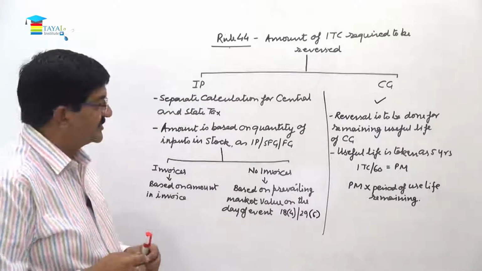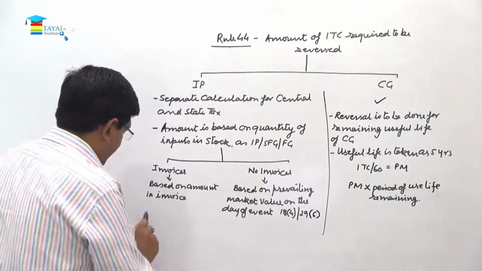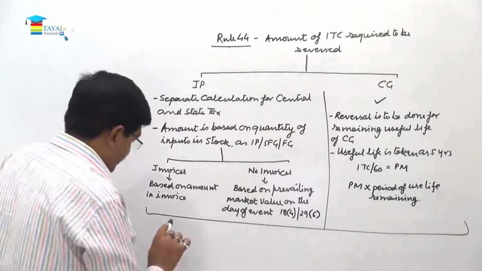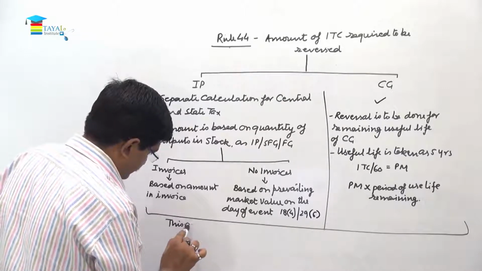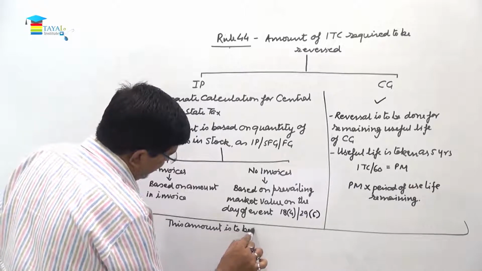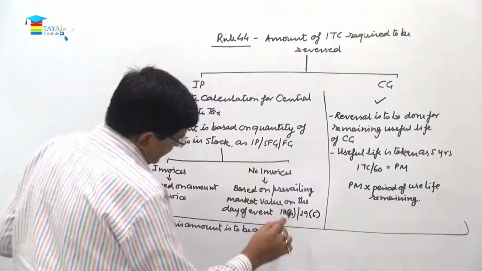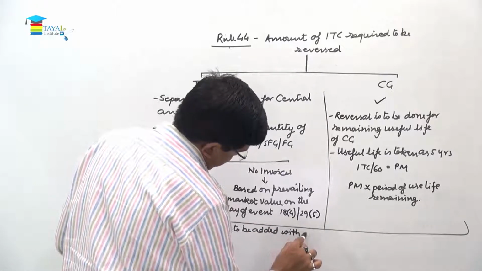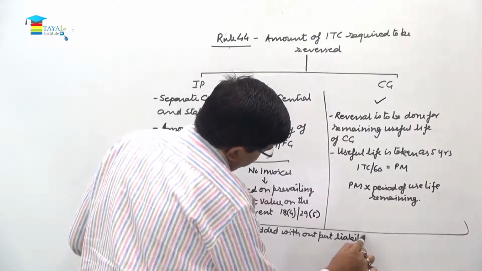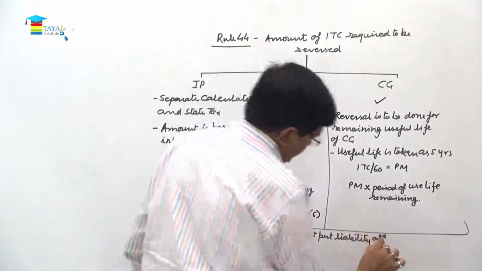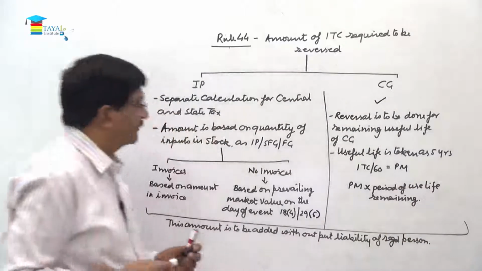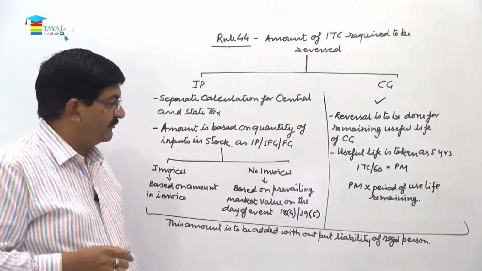This much amount has to be reversed in respect of capital goods, and for both, for capital goods as well as inputs, this amount is to be added with output liability of registered person. So friend, this is rule number 44, right?